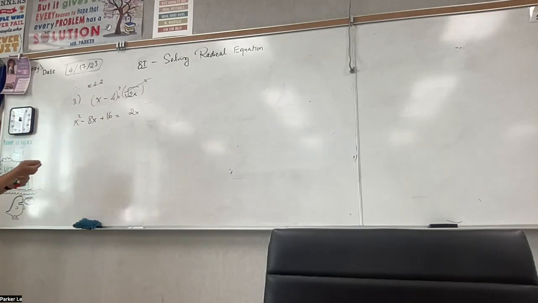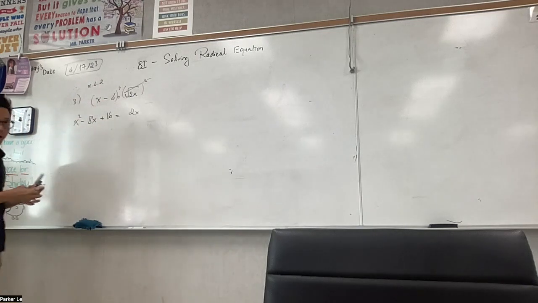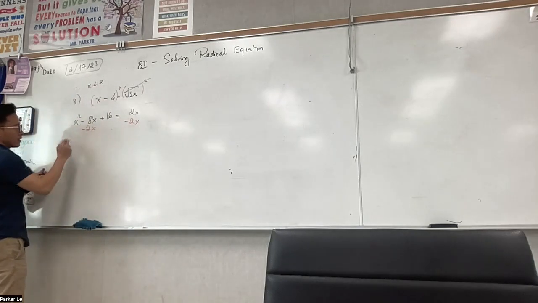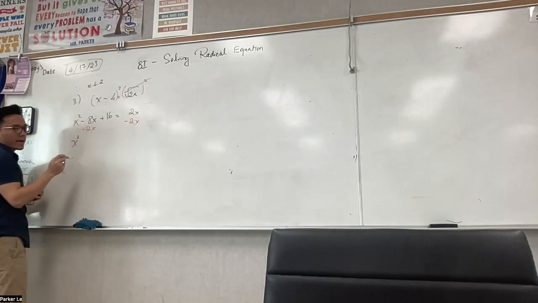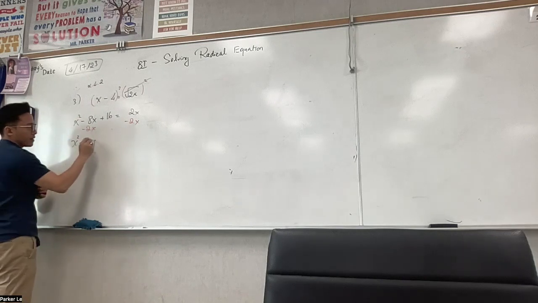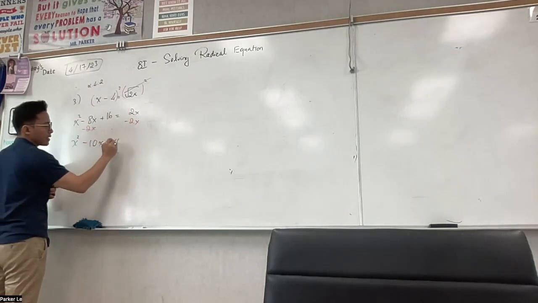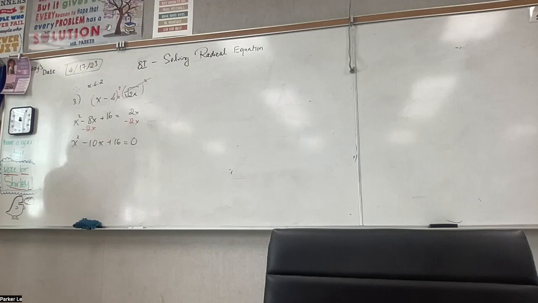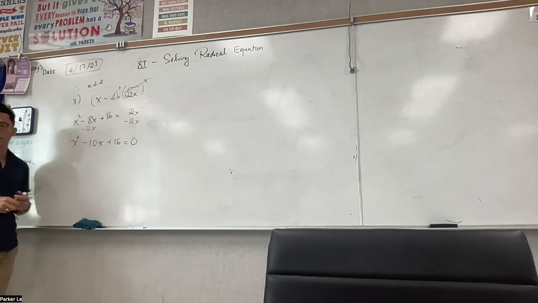Okay. Now what next? Subtract 2x. So x squared, what is negative 8x minus 2x? Negative 10x plus 16 equal to 0. All right, now what next? Is there any GCF between 16, 10 and 1? No, right? So we're going to factor it. How can we factor this? We're going to find a combination, correct?